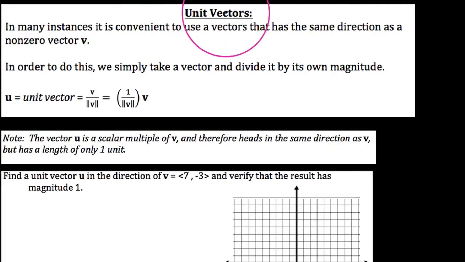Hello YouTube, this is a quick video I'm putting together over the concept of unit vectors, what they are and how you find them. So let's start with what they are.